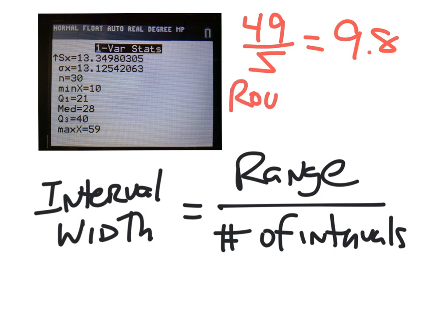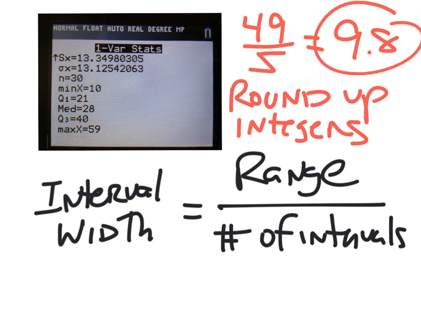Now, here's the most important thing in terms of the setup of these problems. You always have to round up when calculating your interval width. So here, when we did the range divided by the number of intervals, we found that value of 9.8. We're going to round up according to the data that's given to us. In this case, all of the data was given to us in terms of integers, whole numbers. So we're going to round up to the nearest whole number, which gives you 10. So here our interval width, we're going to make the intervals to have a quote-unquote size of 10.